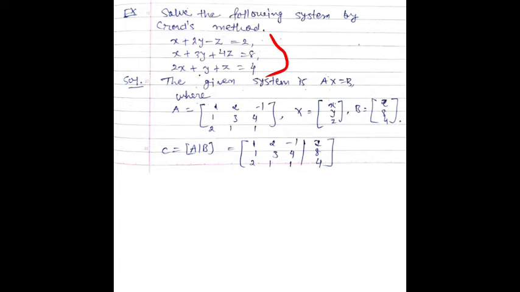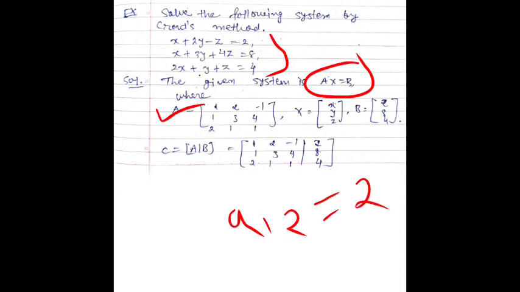This given system can be written as Ax is equal to B. Any linear system can be written as Ax is equal to B, where A is the coefficient matrix. Coefficient matrix means the coefficients of x, y, and z. Here in the first equation, the coefficient of x is 1, so the first entry is 1. The coefficient of y is 2, so the second entry, the A12 entry, is 2, and similarly the A13 entry is minus 1.